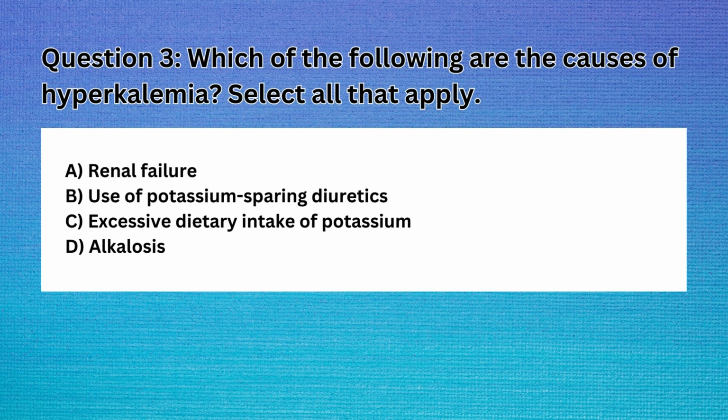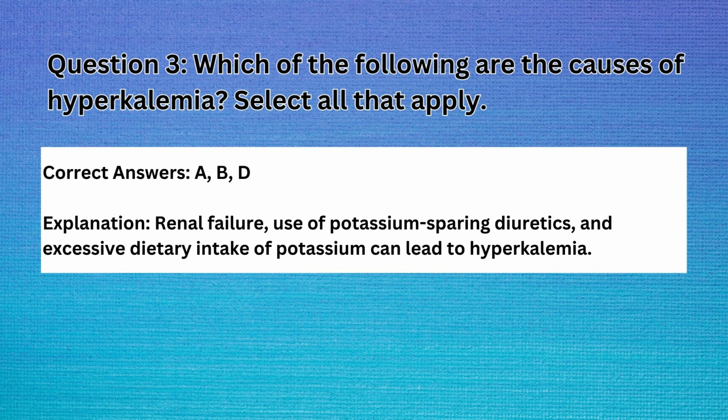Question 3. Which of the following are causes of hyperkalemia? Select all that apply. A. Renal failure. B. Use of potassium-sparing diuretics. C. Cushing syndrome. D. Excessive dietary intake of potassium. E. Alkalosis. Correct answers: A, B, D. Explanation: renal failure, use of potassium-sparing diuretics, and excessive dietary intake of potassium can lead to hyperkalemia.